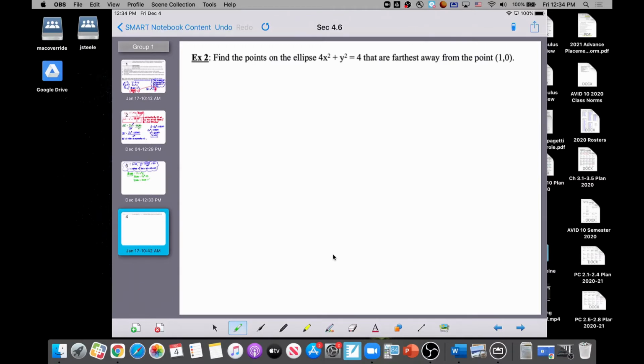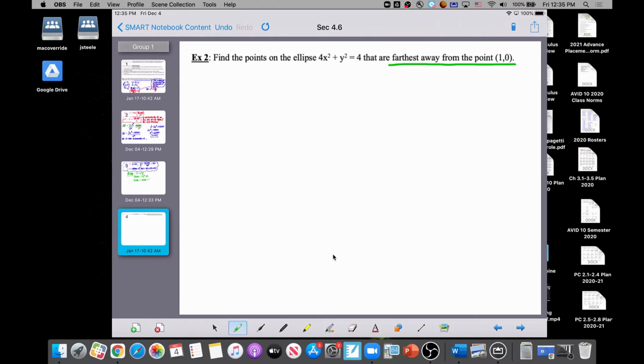Our second example is a completely different type of problem. It says, find the points on the ellipse, and then they give us an equation of the ellipse, that are farthest away from the point 1, 0. So picture in your mind what an ellipse looks like. We don't have to sketch the exact ellipse for this particular problem. We don't need a picture to do this. Just picture an ellipse floating somewhere in the coordinate plane, and picture the point 1, 0. We're trying to find the points on the ellipse that are furthest away from that point.